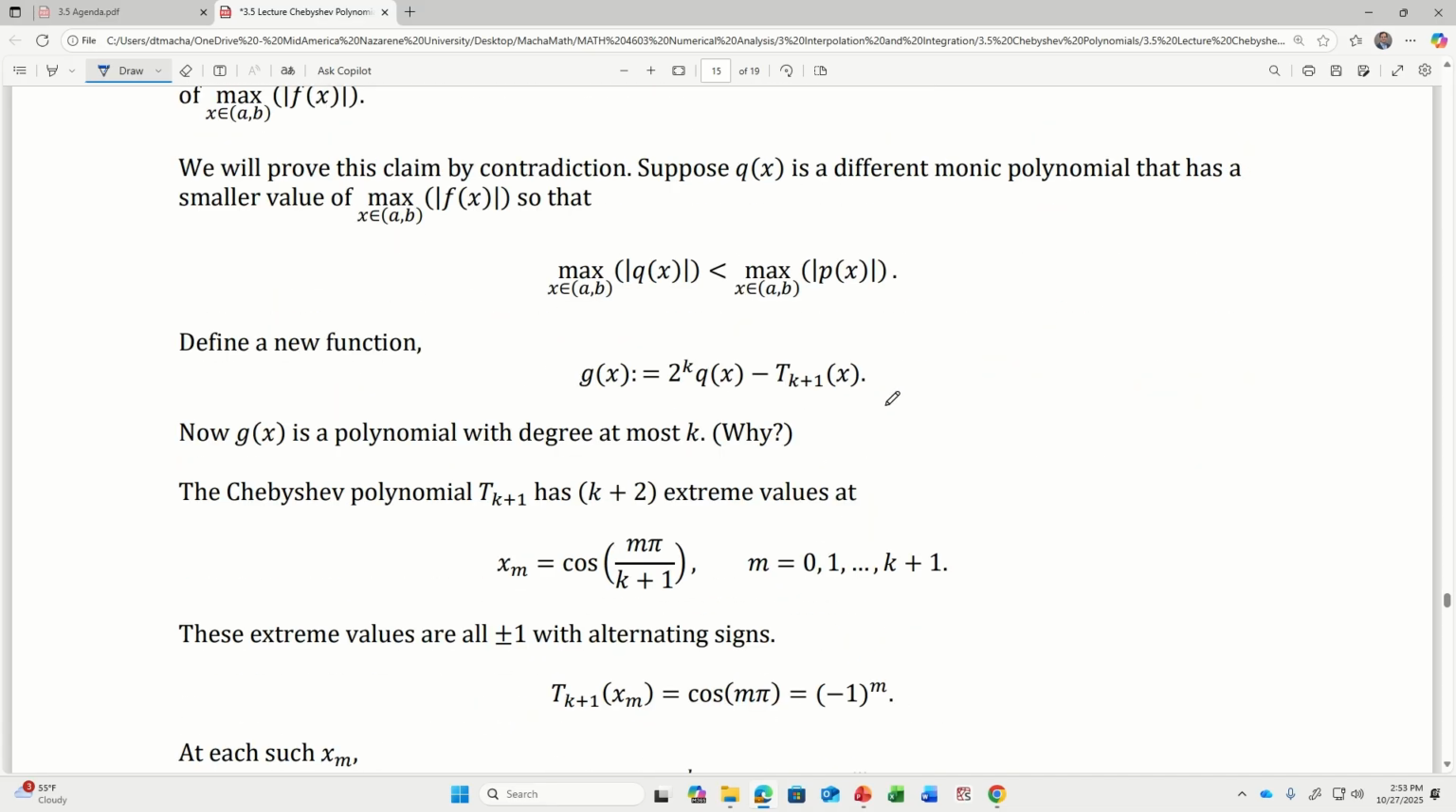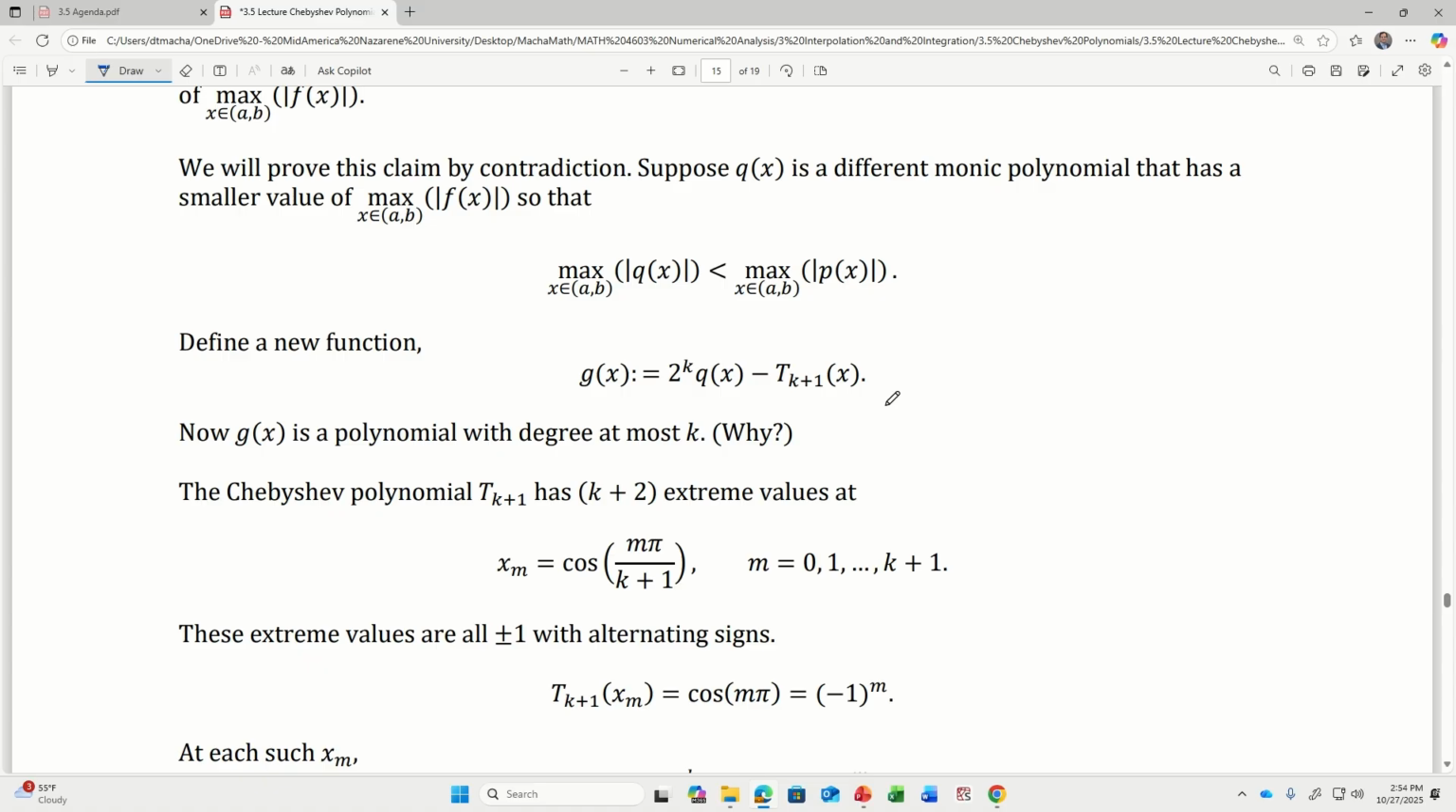We define a new function. My new function is g of x, and that's going to be 2 to the power k times q, my new polynomial that we made up, minus the Chebyshev polynomial of degree k plus 1. G has to be a polynomial because it's one polynomial minus another polynomial, right? And the degree has to be at most k.